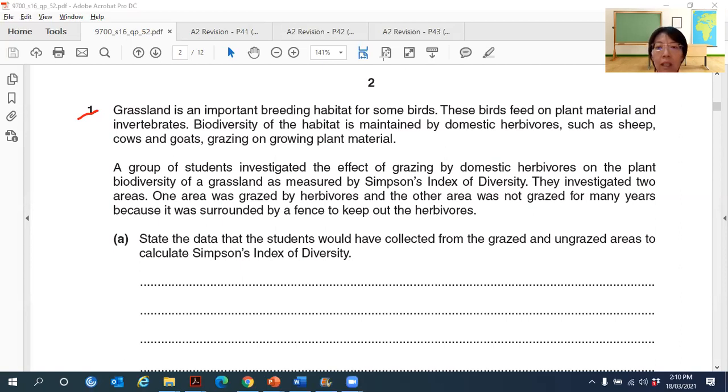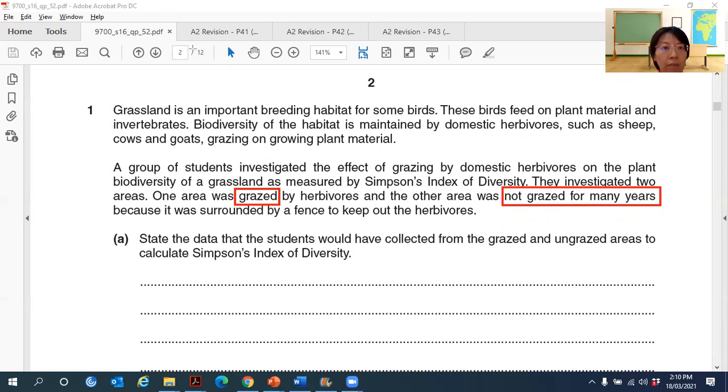A group of students investigated the effect of grazing by domestic herbivores on the plant biodiversity of a grassland as measured by Simpson's Index of Diversity. They investigated two areas. One area was grazed by the herbivore, and the other area was not grazed for many years because it was surrounded by a fence to keep out the herbivore. So there are two areas that they did the sampling to find out the biodiversity of the area, species diversity using Simpson's Index of Diversity.